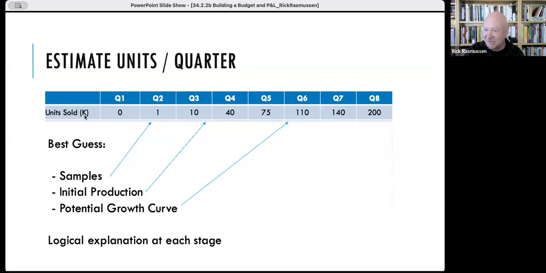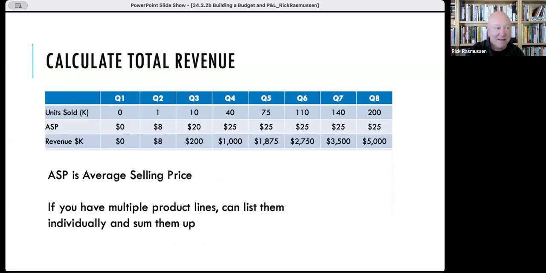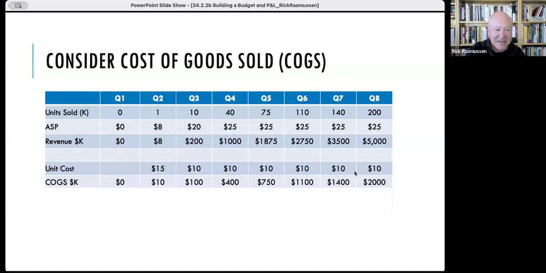Notice thousands of units. 200,000 units by the end of my second year. I have an average sales price, which was 25. Remember, it's not 35 because Amazon takes 10, so it's 25. And so I'm at $5 million overall by the end of the second quarter.